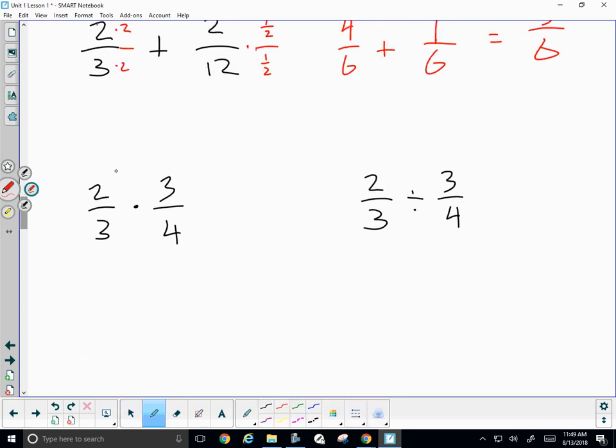Okay, and just another reminder of multiplying fractions. We can multiply straight across. We do not have to have like terms when we have multiplying.